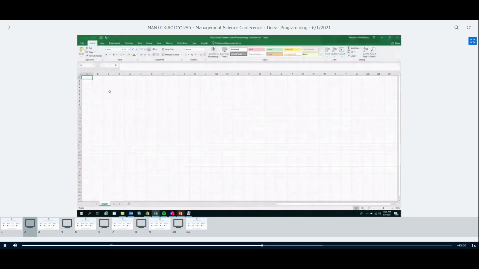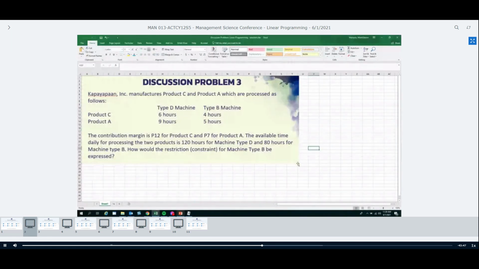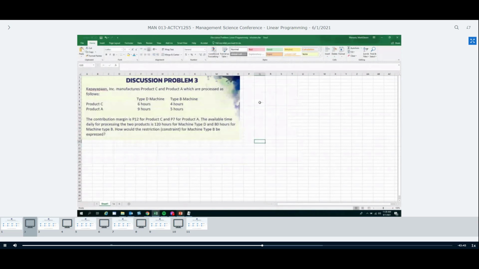Sige. Sige. Say natin, ha? Objective function natin is provided yung contribution margin. So, that's 12C plus 7A. Tama ba yun? Objective function natin. Now, for type D machine, so ito yung type D, and then type B.